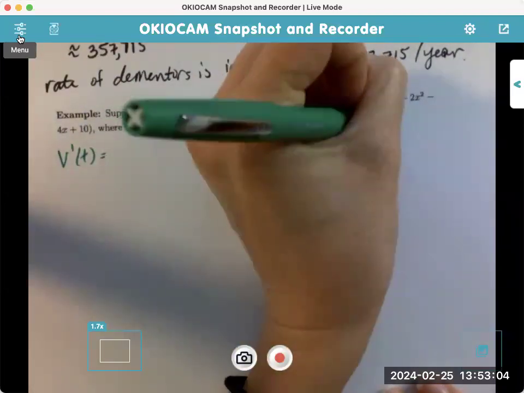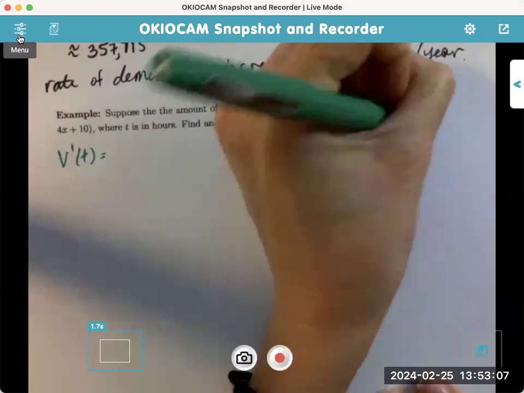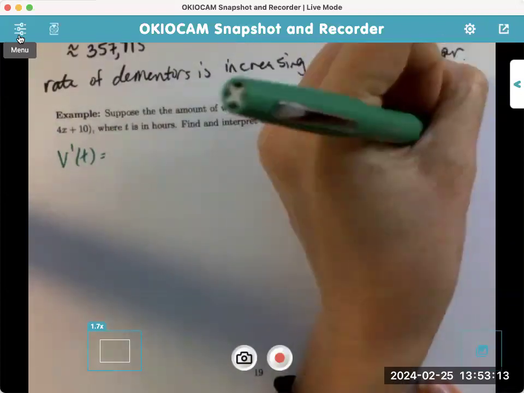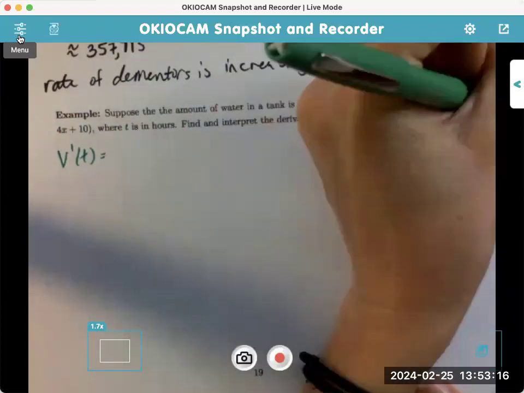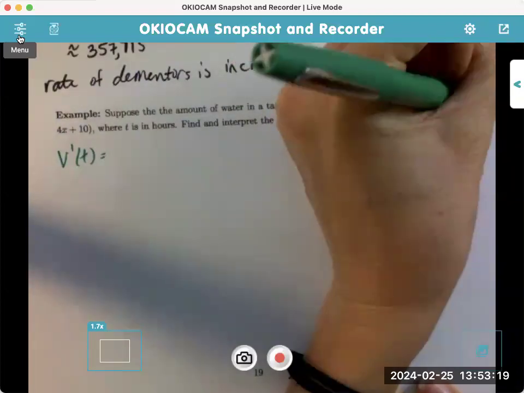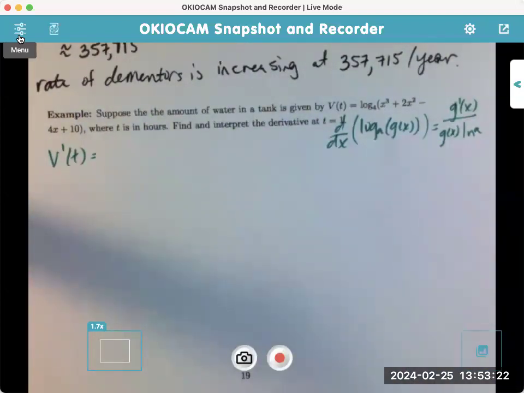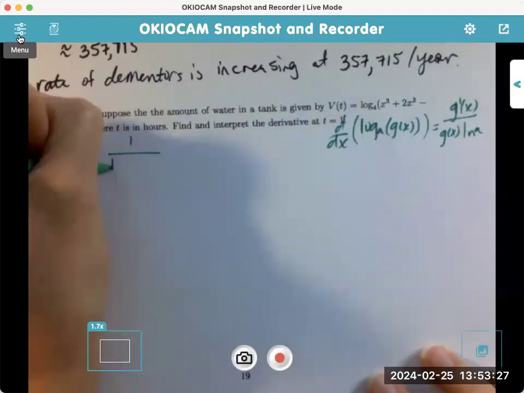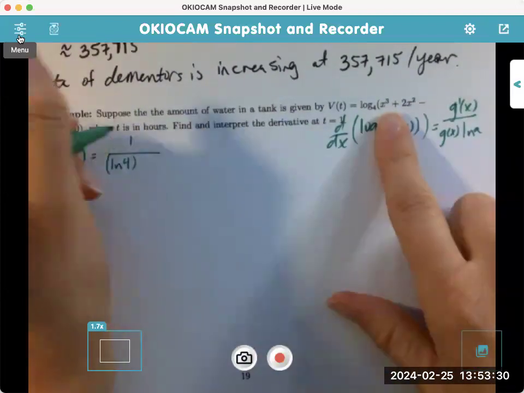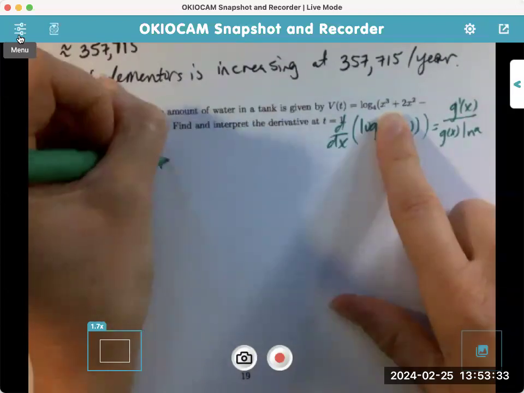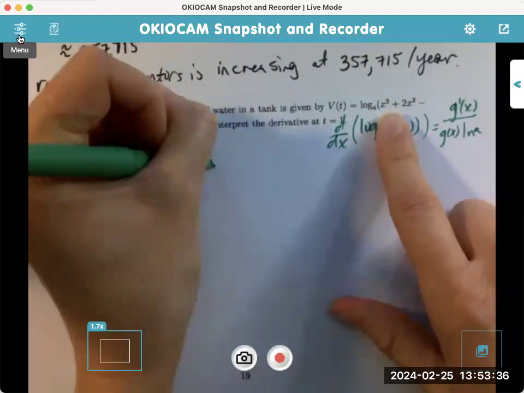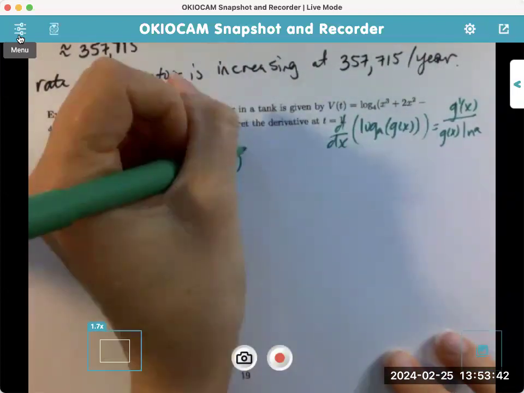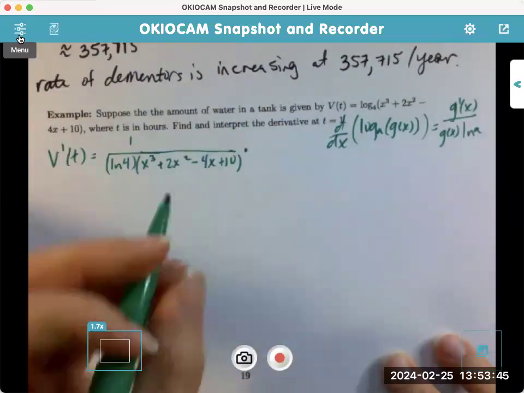Remember, I have log base a of g of x. So the derivative, d dx of this, is 1 over g of x times the natural log of a, and then times, in the numerator, g prime of x. So this is 1 over the natural log of 4 times the argument of the log, x cubed plus 2x squared minus 4x plus 10, all that in the denominator, times the derivative of the argument.